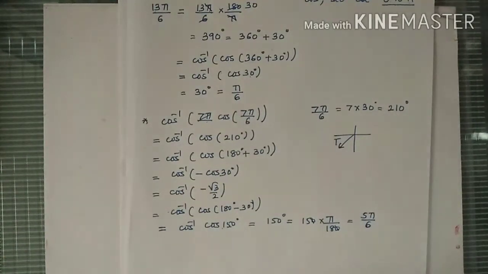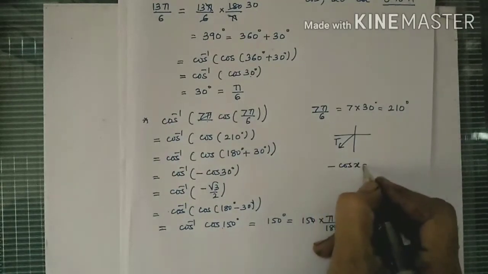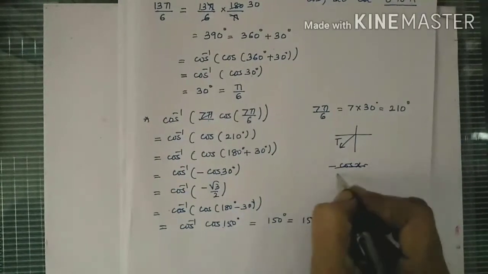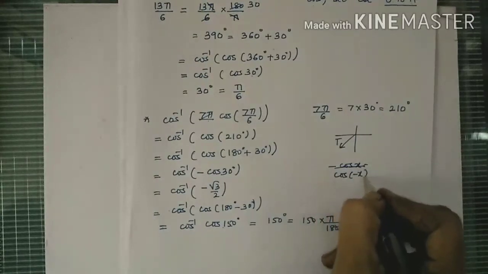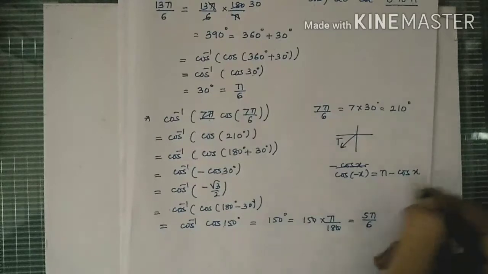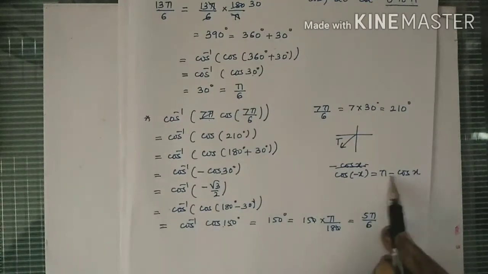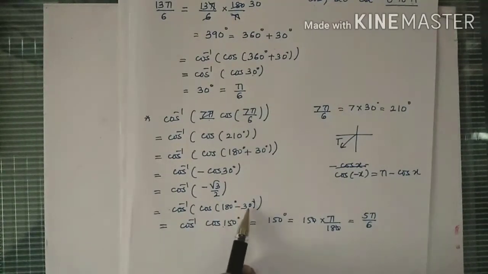One more trick we can use is that cos inverse of minus x is equal to pi minus cos inverse of x. Using this trick also you can find the value. How? Cos inverse of minus root 3 by 2 is pi minus cos inverse of root 3 by 2. So that will be 180 minus 30 degrees again, which gives us 150 degrees.